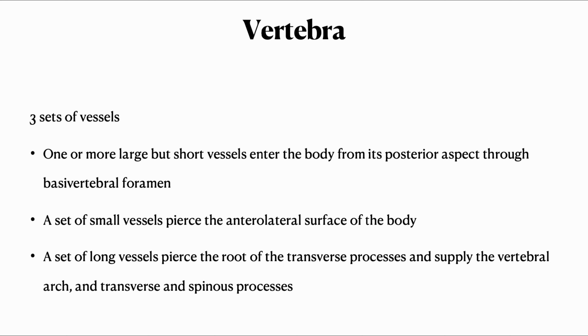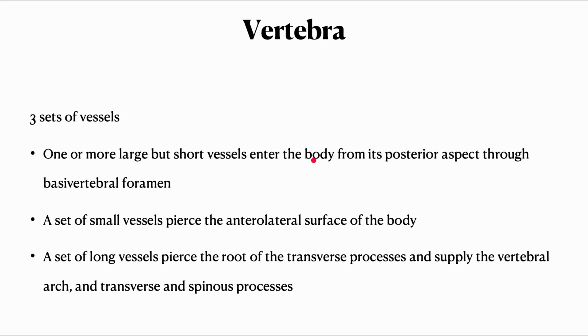Now, regarding the blood supply of the vertebra, mainly 3 sets of vessels will supply the vertebra. One or more large but short vessels enter the body of the vertebra from its posterior aspect through the basivertebral foramen. As you are already aware, a vertebra will have a vertebral body, a vertebral foramen, 2 transverse processes, and a spinous process. Blood supply will be different for each of these portions.